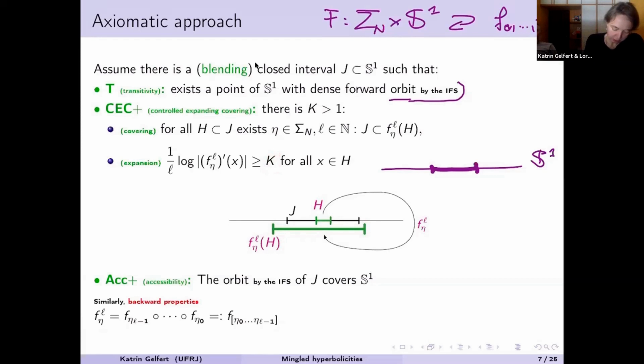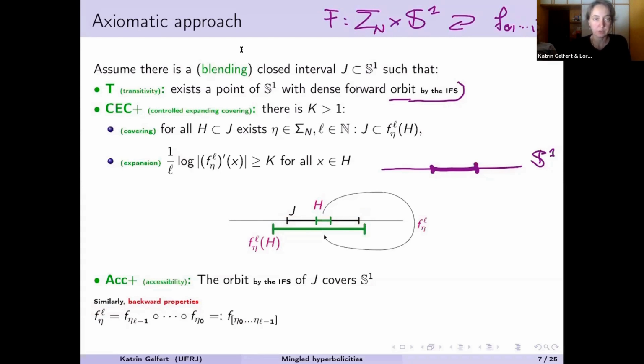And finally, there's also an accessibility property, also going forward relative to the iterated function system. And for all of these three properties, there are the corresponding backward properties by looking at these inverse maps. So accessibility requires that the orbit by the iterated function system of my blending interval covers the entire circle. And in fact, because we have a closed interval and the circle is compact, it will be covered by finitely many images. Okay, so this is the axiomatic approach.